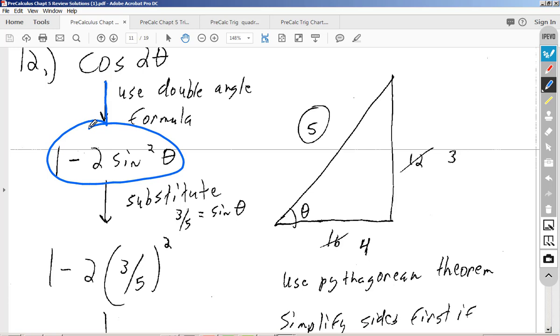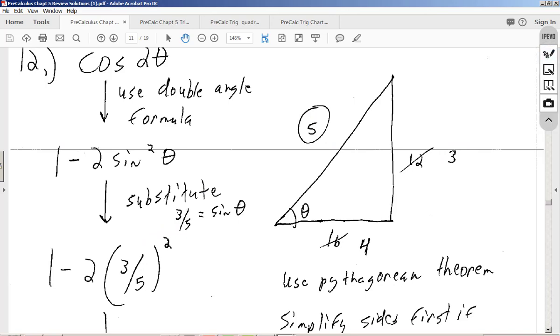So I've got the sine. Remember, sine is the opposite over the hypotenuse. So notice sine of theta is 3/5. So I'm just going to substitute that into my equation, and then it's just a matter of solving it. So you're going to notice you're using SOHCAHTOA, you're using your right triangle trigonometry, and then you're using your double angle formulas to find this answer.